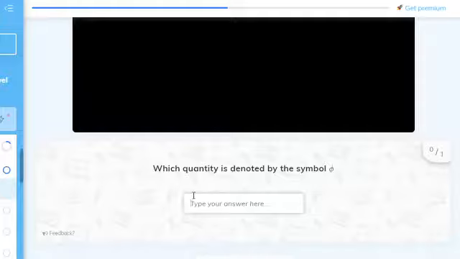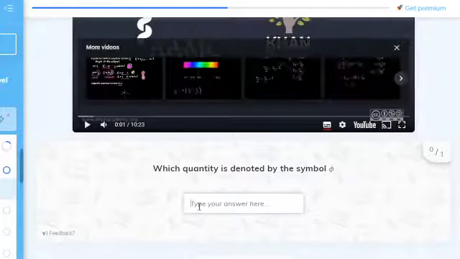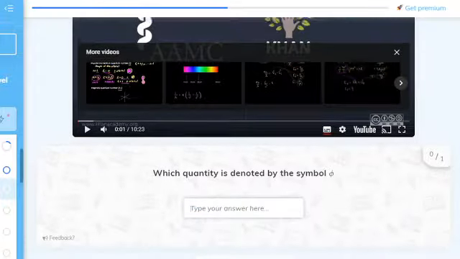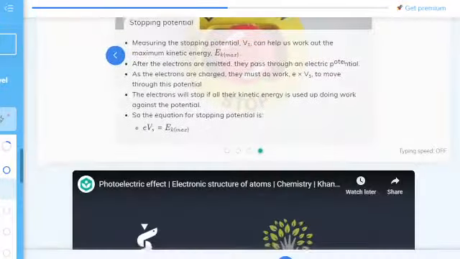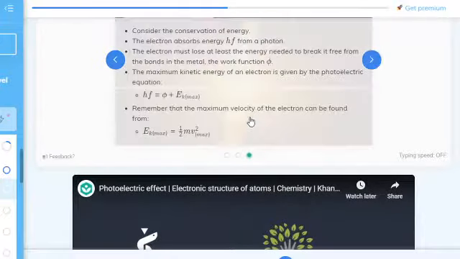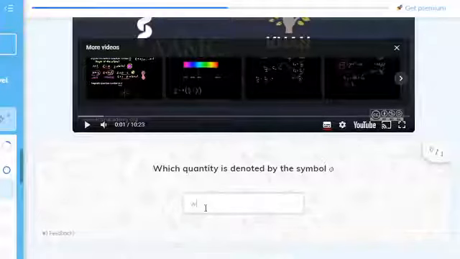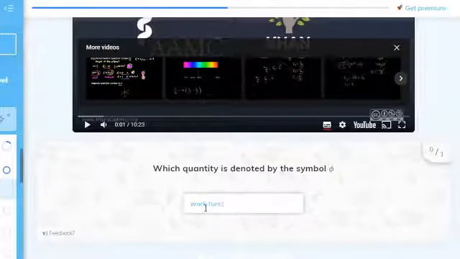Which quantity is denoted by the symbol joules? So that is energy. It is energy, like the total energy of the wave. I think, like I said, threshold frequency or some garbage. But that one's kinetic energy, a work function, which is the same thing as joules. Work function.